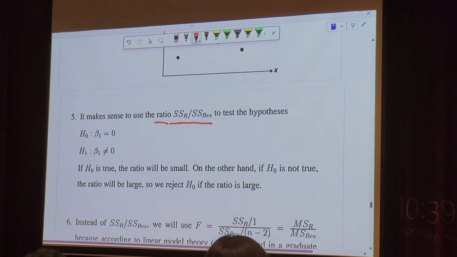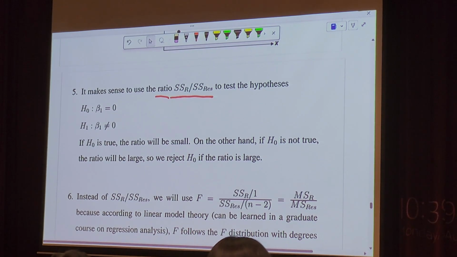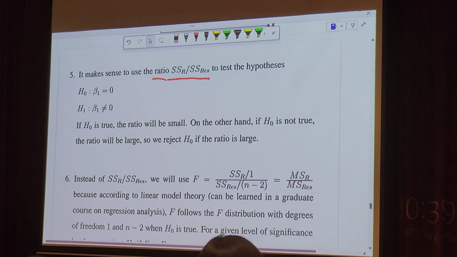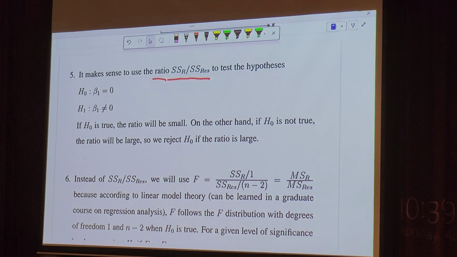But this ratio is not good. Why? Can anybody think of a reason why this ratio is not good? The logic is good. But we cannot use this ratio because we don't know the distribution of this statistic, this ratio.